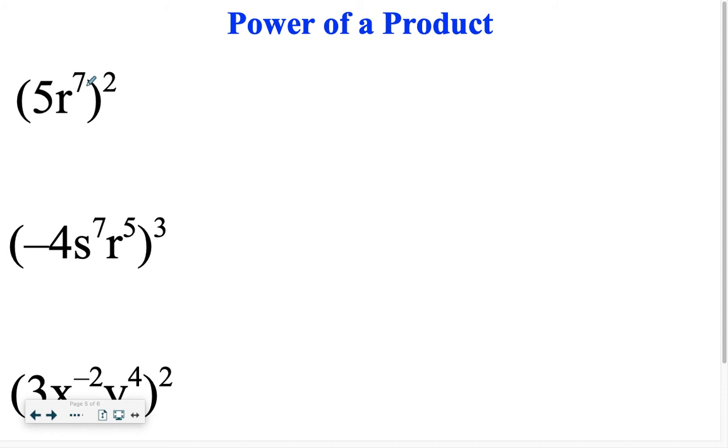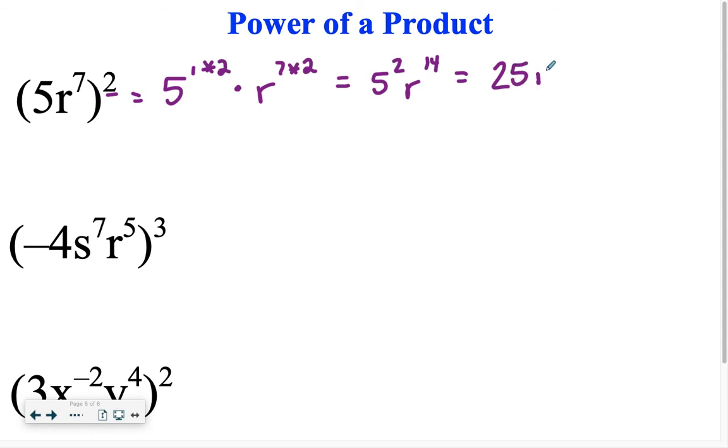So now I have (5r^7)^2. So I take that whole number out front, that's like 5 to the 1st power, and I multiply it by the number that's outside, and then I say times r to the 7th power raised to the 2nd power. So that becomes 5 to the 2nd power, because 1 times 2 is 2, and then r to the 14th. And 5 to the 2nd power is just 25 r to the 14th.